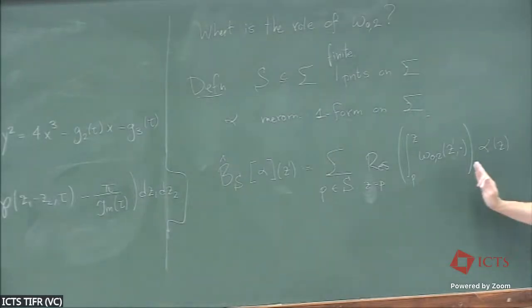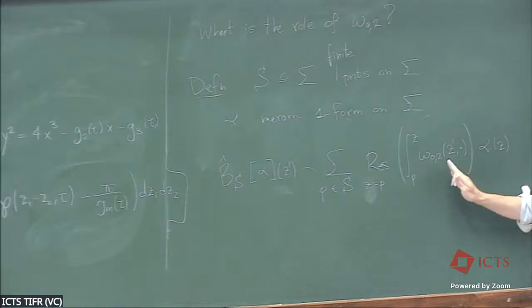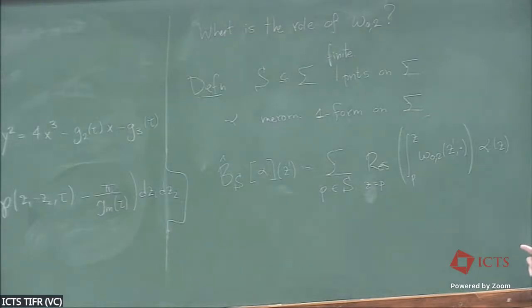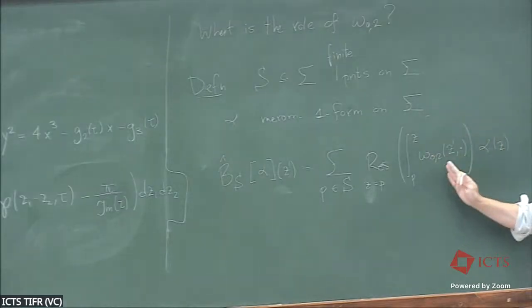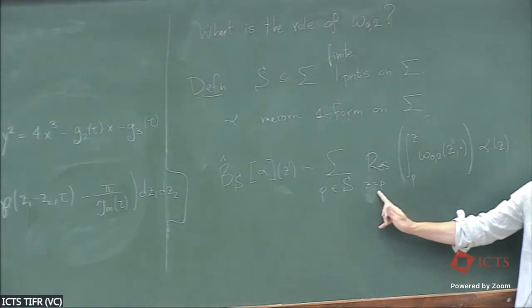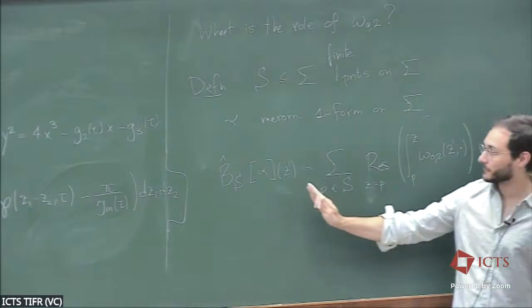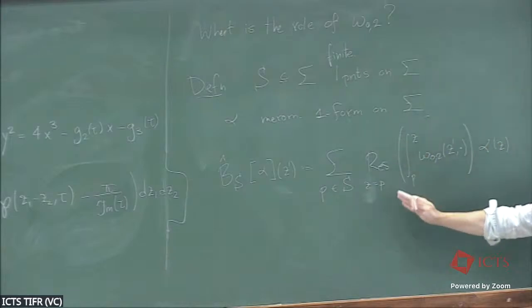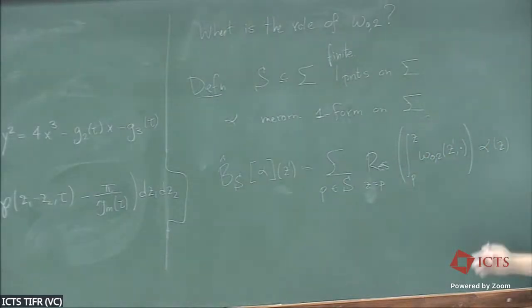So omega 0,2 is a bidifferential. What I'm doing here is taking a bidifferential and integrating it in the second variable. So the result in parentheses is going to be a differential in Z prime and a function in Z, because I just integrated it. I multiplied by alpha, which is a one form. So this whole thing is a differential in Z prime and a differential in Z. I'm taking the residue in Z, so the result is a differential in Z prime. So this B hat takes a meromorphic one form and spits out a meromorphic one form.